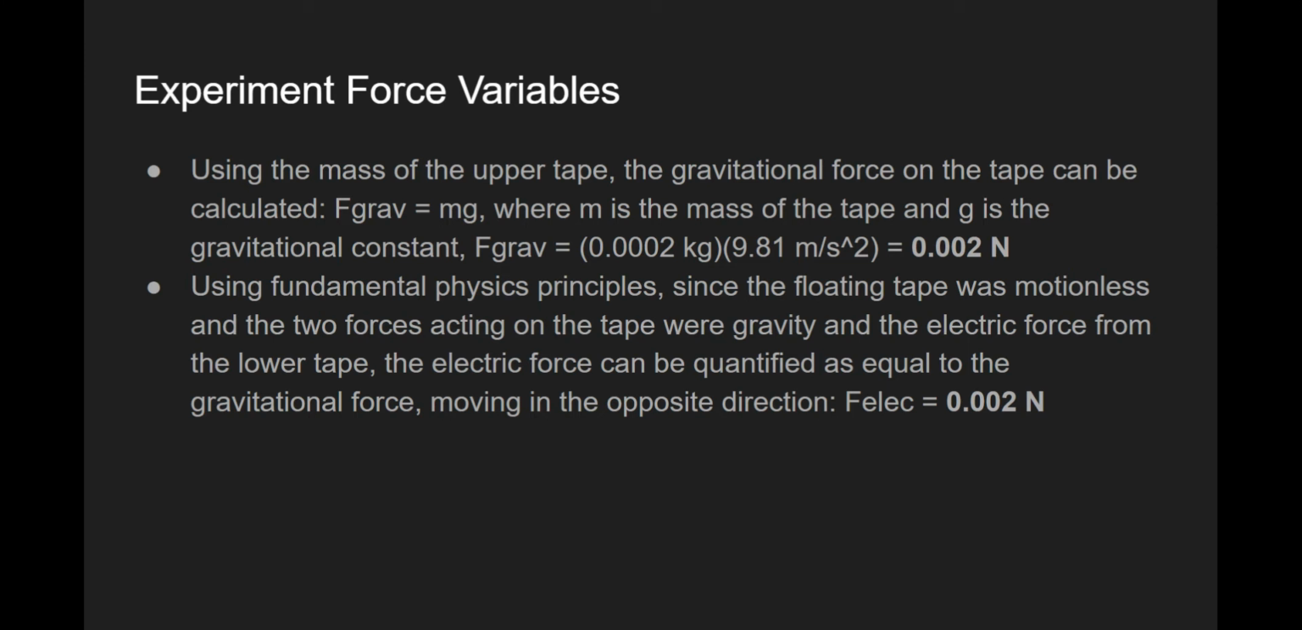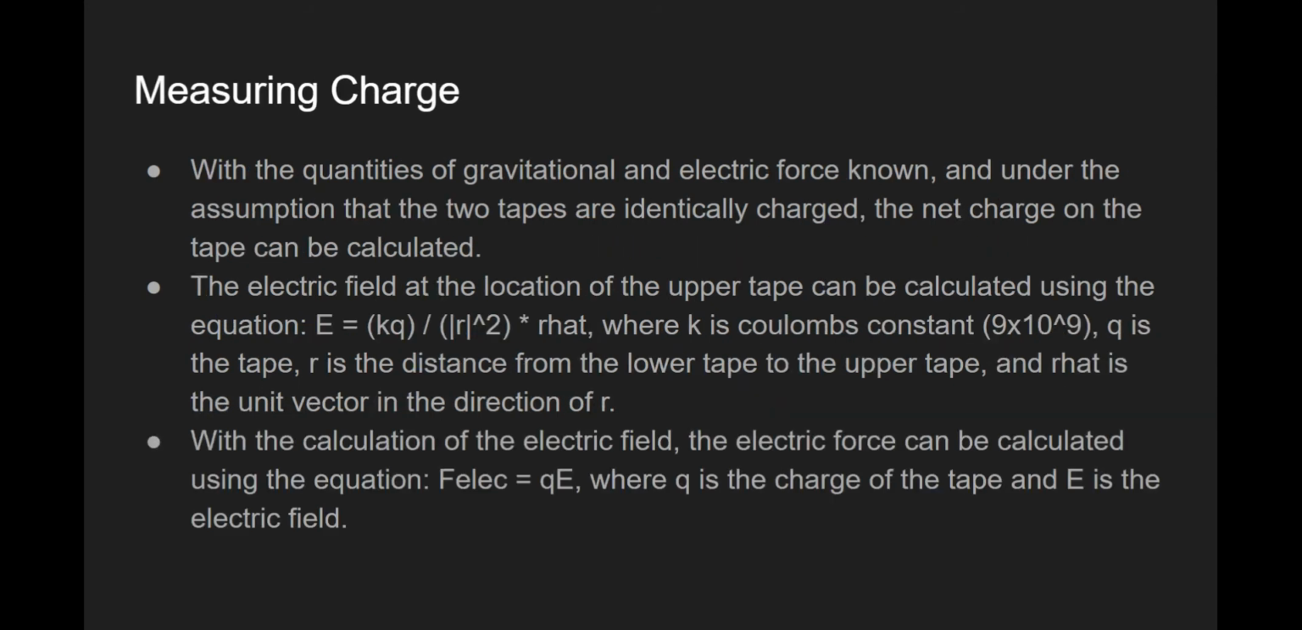Gravitational force is equal to mass times gravity, where m is the mass of the tape and g is the gravitational constant. Using these values, we got a value of 0.002 newtons for the gravitational force. Using fundamental physics principles, since the floating tape was motionless and the two forces acting on the tape were gravity and the electric force from the lower tape, the electric force can be quantified as equal to the gravitational force moving in the opposite direction. Therefore, the electric force is also 0.002 newtons.